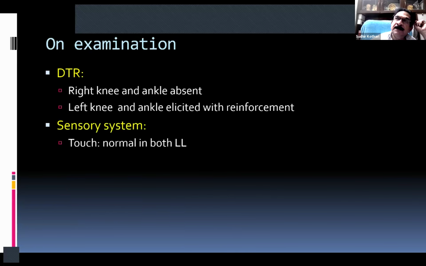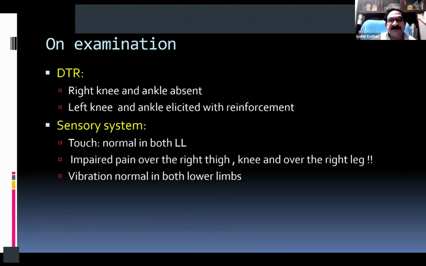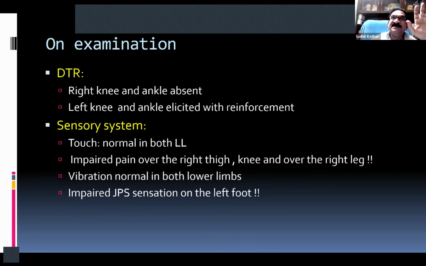Sensory system: touch normal on both lower limbs. Impaired pain over the right thigh, knee, and over the right leg. Vibration normal in both lower limbs. Joint position sense, it's decreased on the left side. I do not know, that's what he's saying. All the things on the right side.